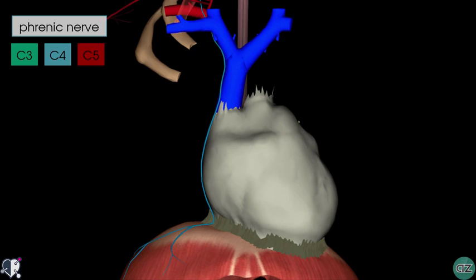The motor function of the phrenic nerve is to innervate the diaphragm, which is the main muscle of respiration. In terms of sensory function, the sensory fibers of the phrenic nerve supply the central part of the diaphragm, including the surrounding pleura and peritoneum, and the nerve also supplies sensory innervation to the mediastinal pleura and to the pericardium.